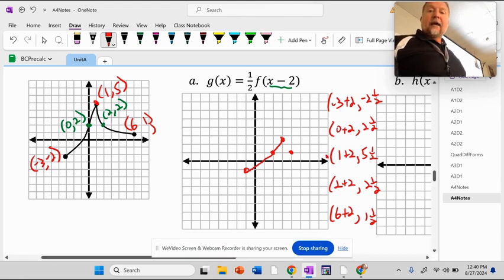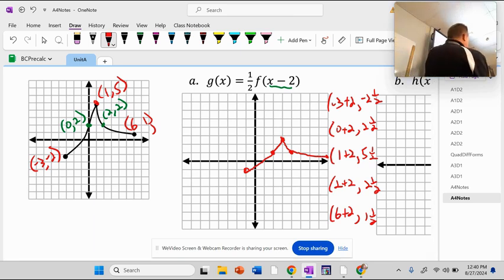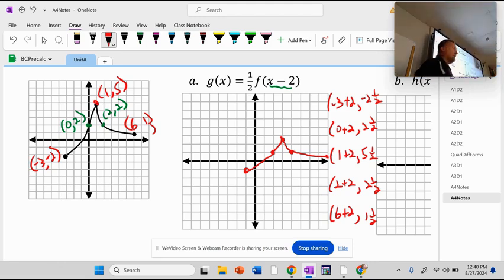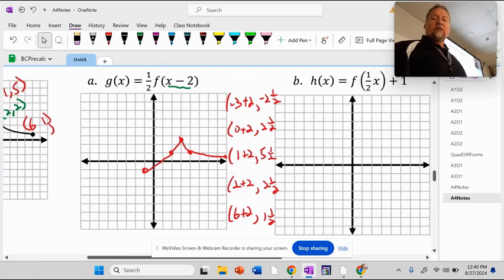All right, I got the general shape. So that looks kind of like the old picture, but it's smushed and moved. All right, so that's how you take care of this. You take those coordinates and do that.